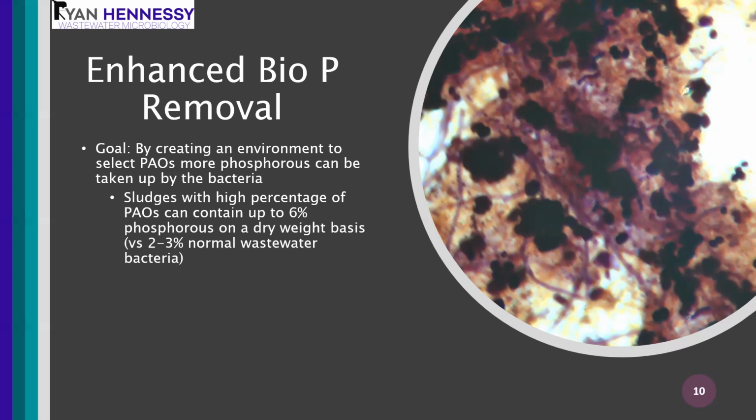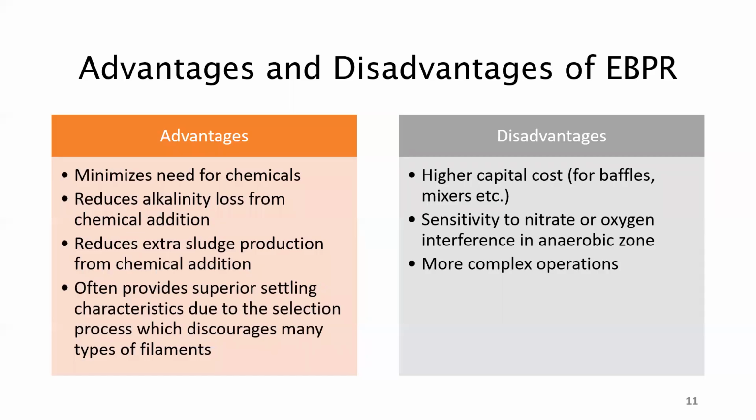They're about 2 to 3% phosphorus by weight. And if you have a stable PAO population, that percentage could be up to around 6%. So you're basically growing bugs that are just going to naturally take up more phosphorus than the bugs that would otherwise compete in wastewater. So some of the advantages and disadvantages of enhanced biological phosphorus removal.